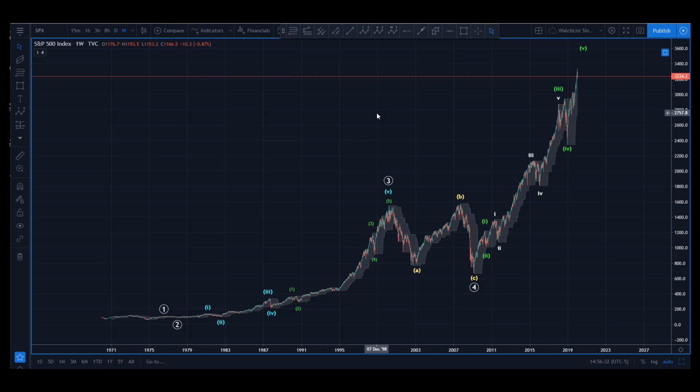Now we're going to take a look at the S&P today. We've got a little volatility, so I thought it might be a good time for an update.